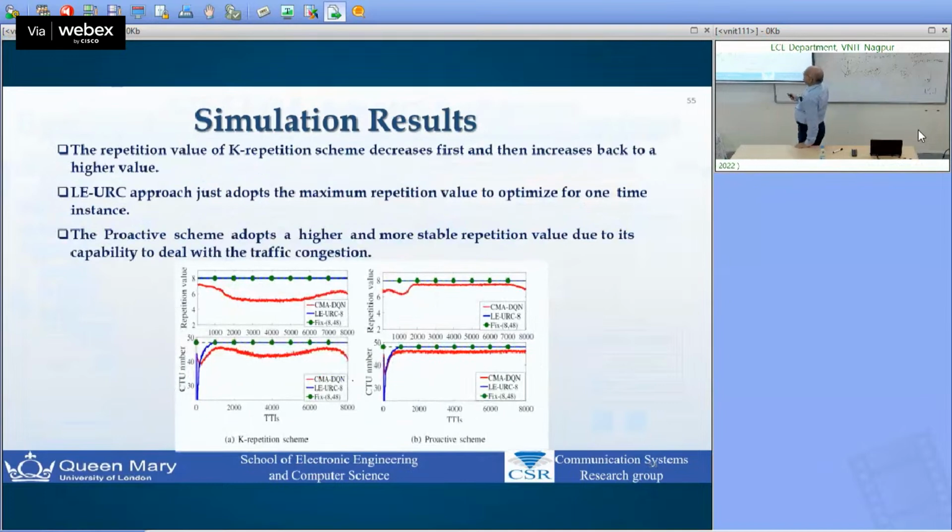So this is how the repetition value varies. Here the repetition value is fixed at 8. Here it is fixed. Here, with load estimation, the repetition value decreases. By decreasing the repetition value, it can accommodate more users during the bursty period. Here the CTU number is fixed, and here the CTU number is dynamically changing. Because if you have the fixed one, say 48, we may not be able to meet the bursty traffic scenario.